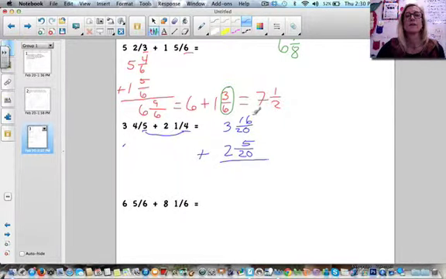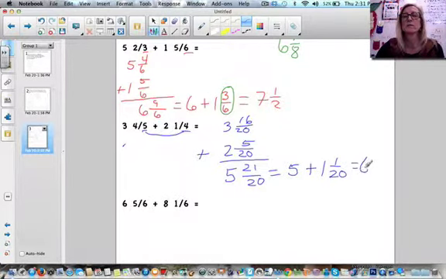And now let's go ahead and add them. 16 plus 5 is 21, so that gives me 21 20ths. That's the fraction part. And now I add my whole numbers, and that's 5. And let's simplify this. So I've got the whole number of 5 plus 21 over 20 is the same as saying 1 and 1 left over, 1 and 1/20th. So I come up with 1 plus 5 is 6 and 1/20th.